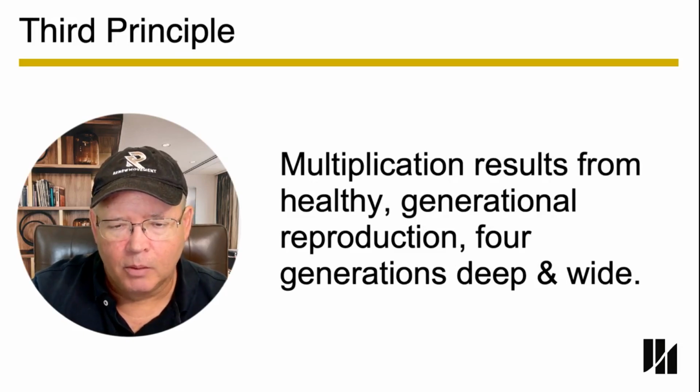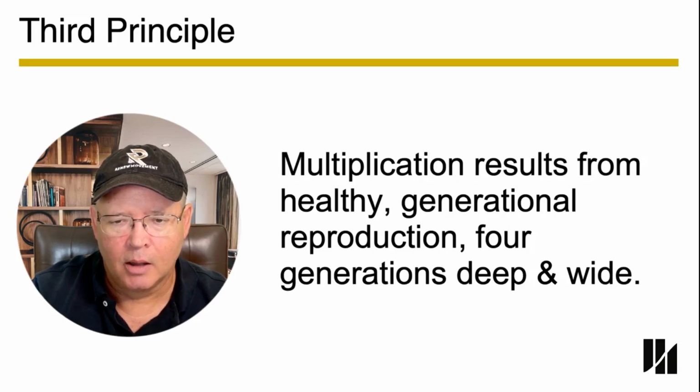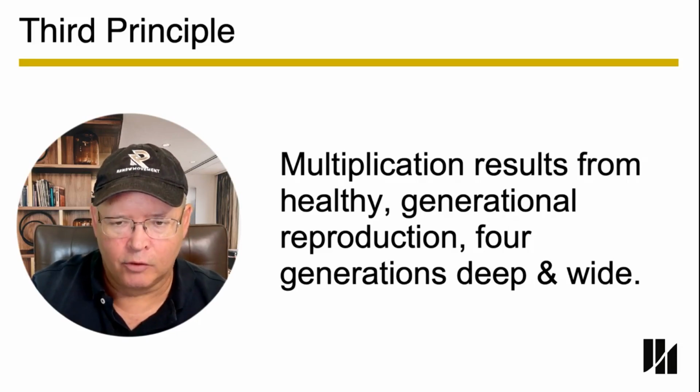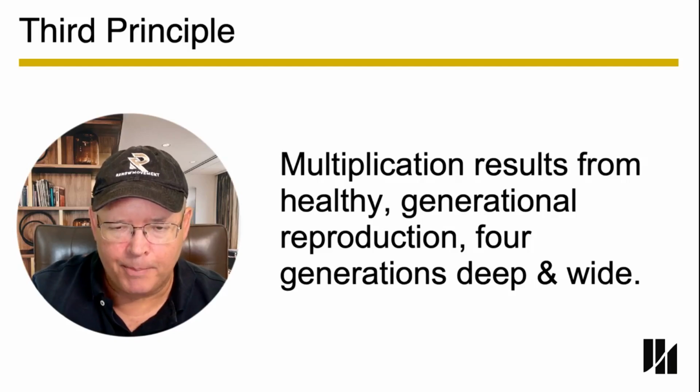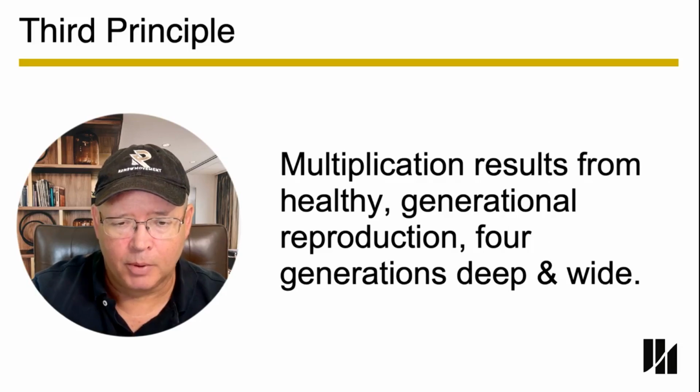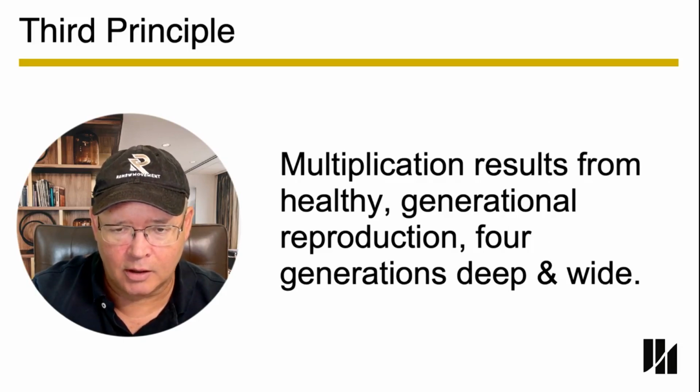Third principle, multiplication then results from healthy generational reproduction 4 generations deep and wide. Multiplication is not something we do. It's the outcome of what we do in a healthy way with reproduction. If we add in a way that does reproduce, and over and over and over we reproduce, embedding the DNA of reproduction into our kids, we can get to multiplication. But in the absence of embedding that DNA into our kids, if our kids don't turn around and follow the plan of reproduction, we're not going to see multiplication happen.